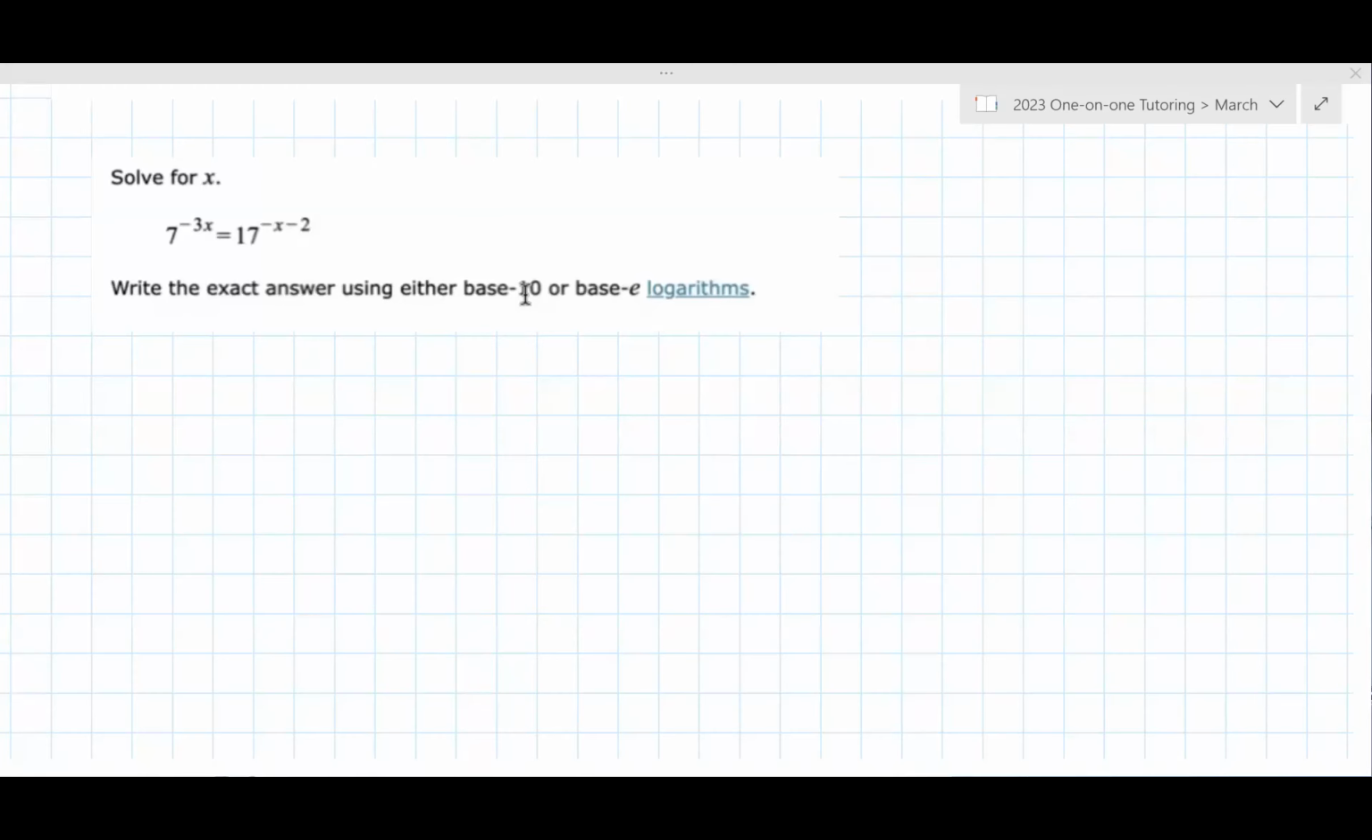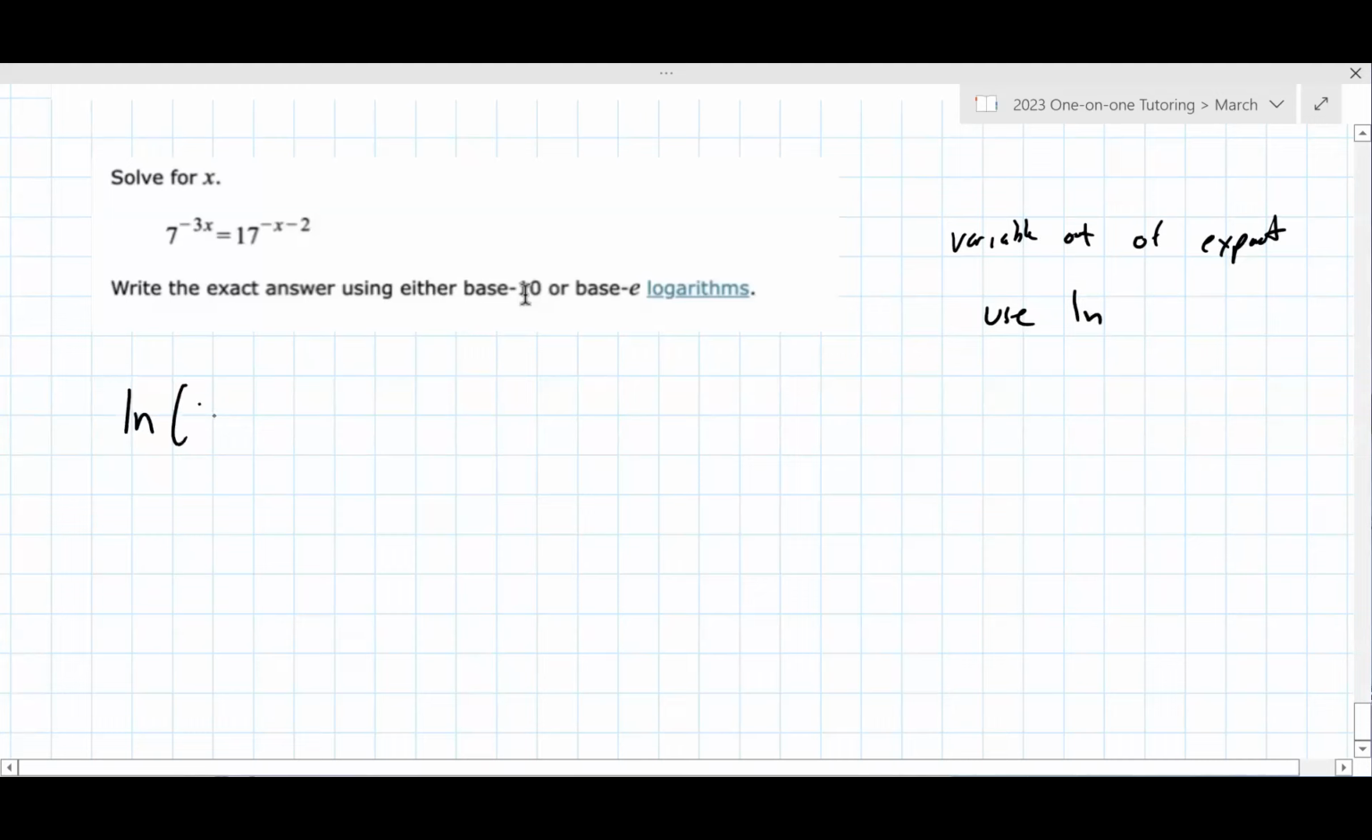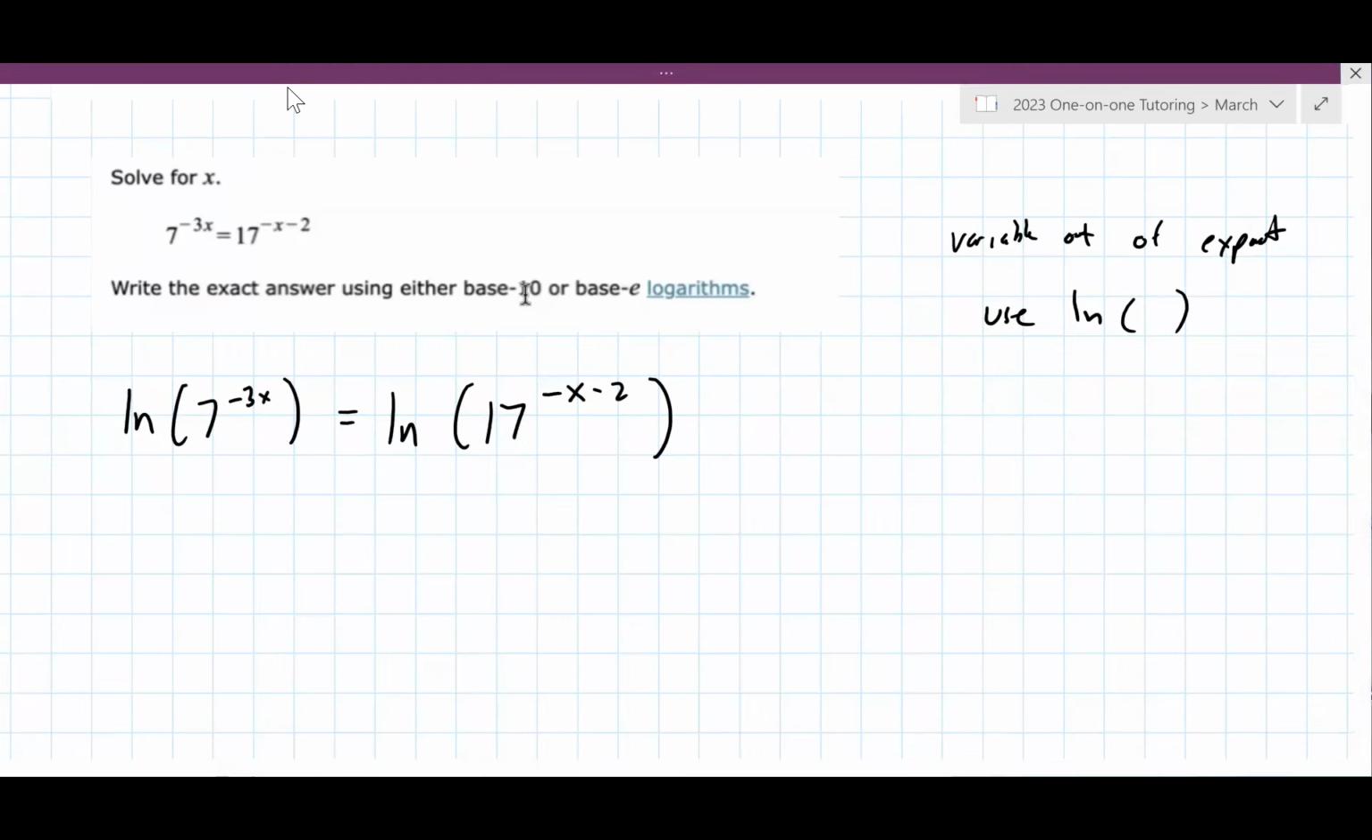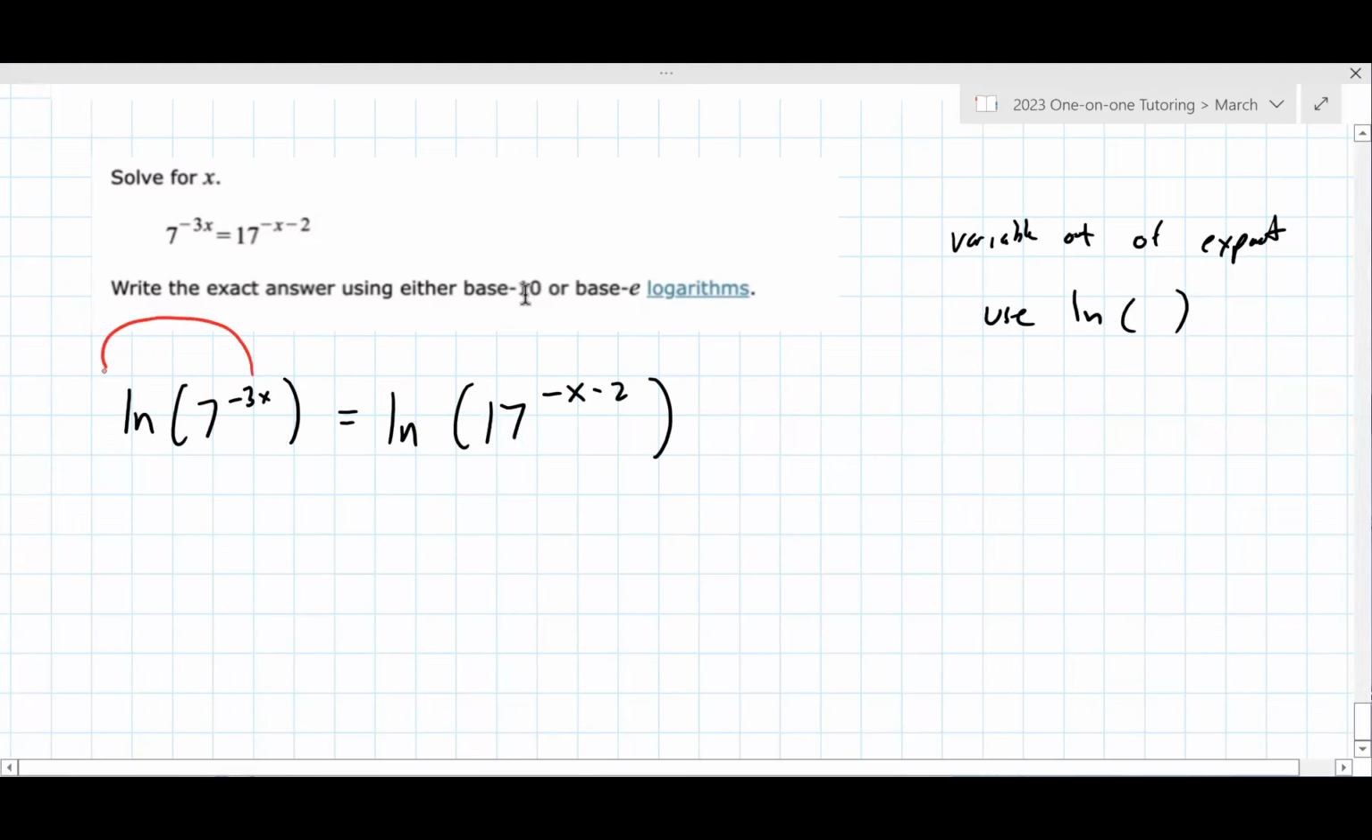The only way to get a variable out of the exponent is to use natural logarithm. So it's natural log of 7 to the minus 3x equals natural log of 17 to the minus x minus 2. So you're going to use ln. It's always your first step. And then we did this before where you take that exponent and bring it out in front.